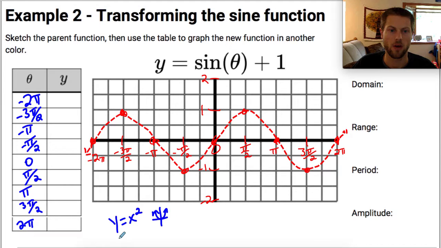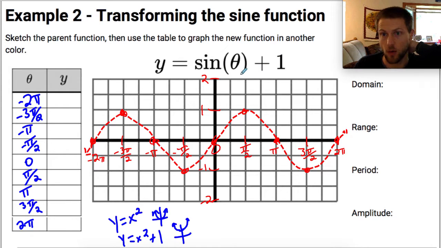If I were to graph y equals x squared plus 1, I'm going to graph the same parabola, but I'm just going to shift all of my y values up 1. That's essentially the same thing we're doing here. We know what the parent function looks like for the sine of theta, and we're just going to move all the y values up 1, since we're adding 1 to the outputs for sine of theta. So if I construct my table then, I'm going to take what I had in my parent function table and shift them all up 1.